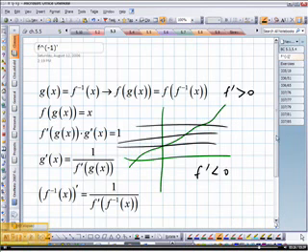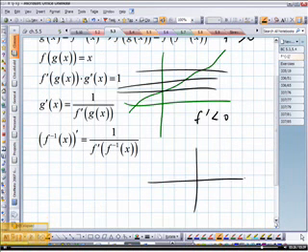Now, sometimes you have to be a little careful because if you have something like y equals x cubed, it comes up and then it flattens momentarily. Now that has an inverse. However, at this one point right here, the derivative is equal to 0.